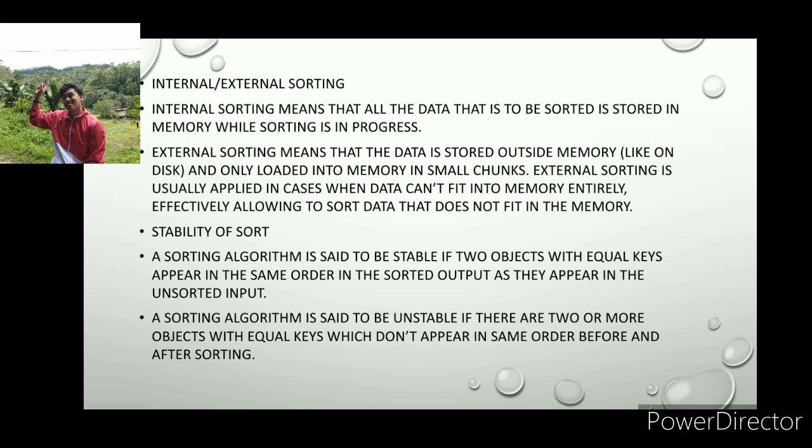In internal sorting, the data is just stored in memory once the numbers are in their proper sorted places. For example, the 1 is in its proper place, the 2 is in its proper place, and so on and so forth. External sorting means that all of the data is stored outside the memory, like on disk.